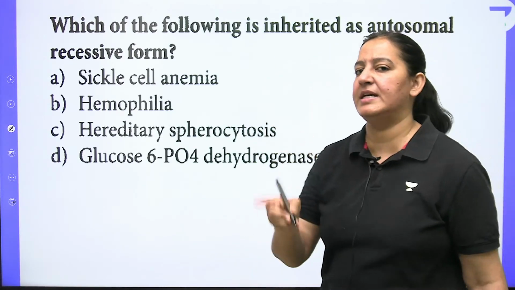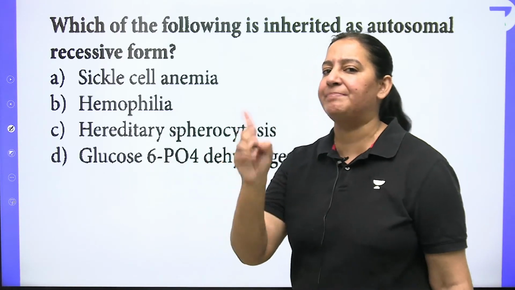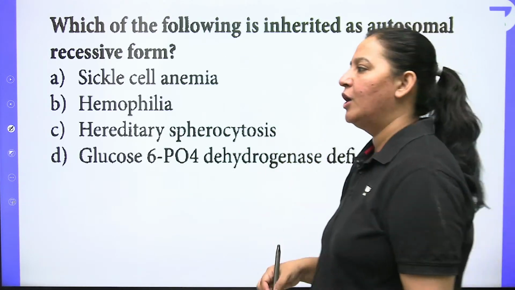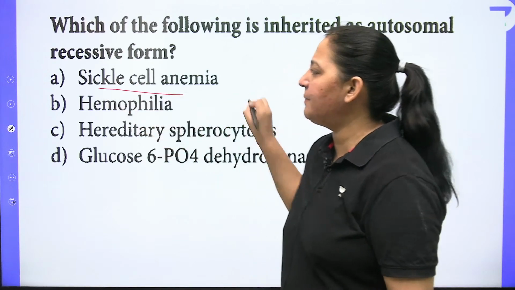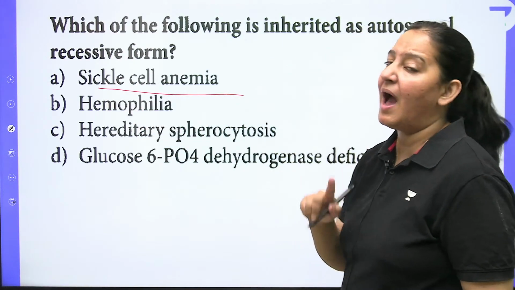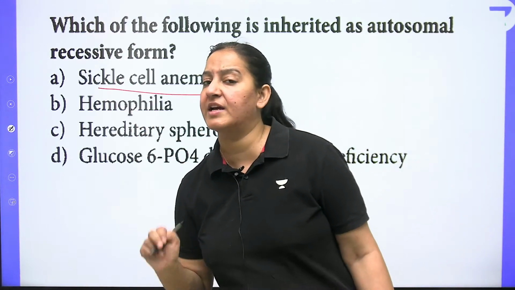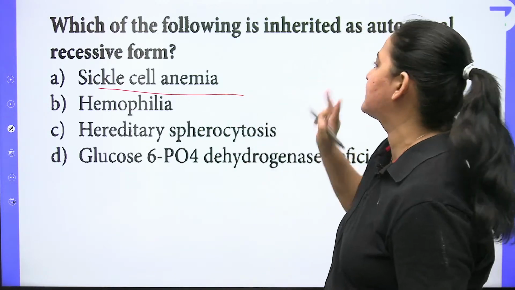A, B, C, D, E, F, G, H, S, P, W. What is the S in this S, P, W? It is sickle cell anemia. So yes, sickle cell anemia as well as thalassemia, the two types of hemolytic anemia, both are autosomal recessive trait.